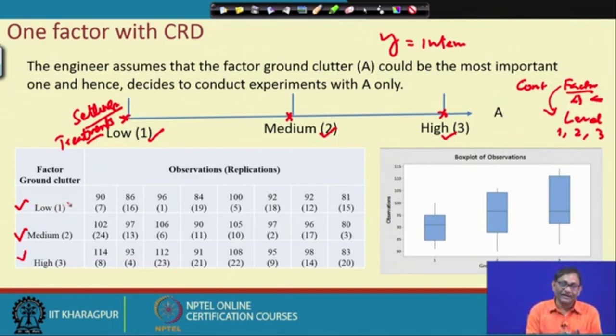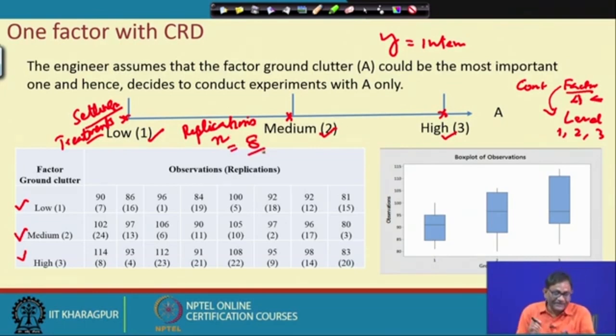So, maybe at each setting or treatment, suppose you want to do the experiment several times. If in a setting or treatment level you repeat the experiment several times, basically you are interested to get more observations, and that is known as replications. So, in general replication can be n. In this case, suppose 8 experimental runs in each treatment. So, what is happening here? You have 8 into 3, total 24 experimental runs.